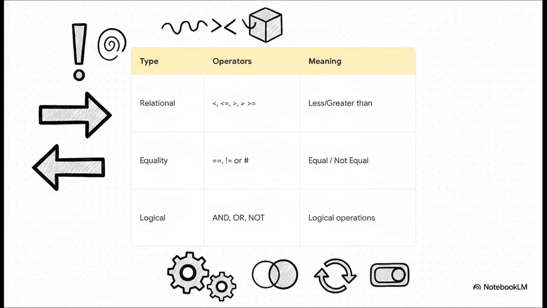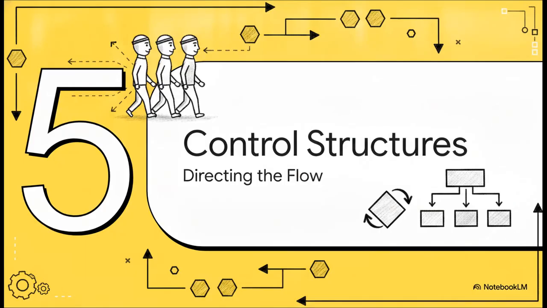For not equal, we use an exclamation mark and an equal sign, or sometimes a hash symbol. We also use relational operators like less than or greater than. Finally, our logical operators string conditions together. And means the result is true only if both conditions are true. Or means it's true if at least one is true, and not simply flips it, reversing a true or false outcome. Armed with our operators, we arrive at Section 5, control structures, directing the flow.